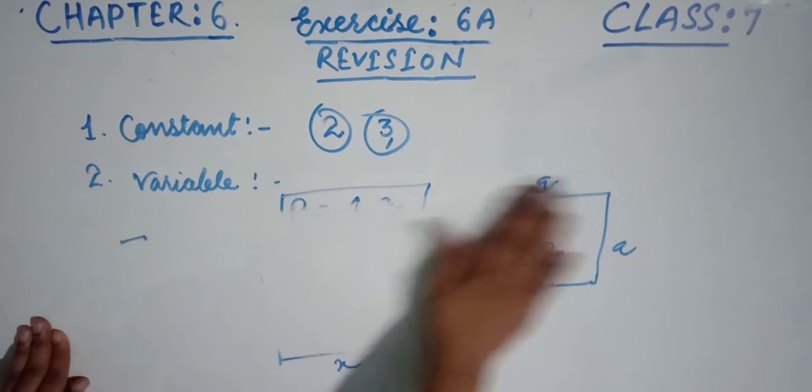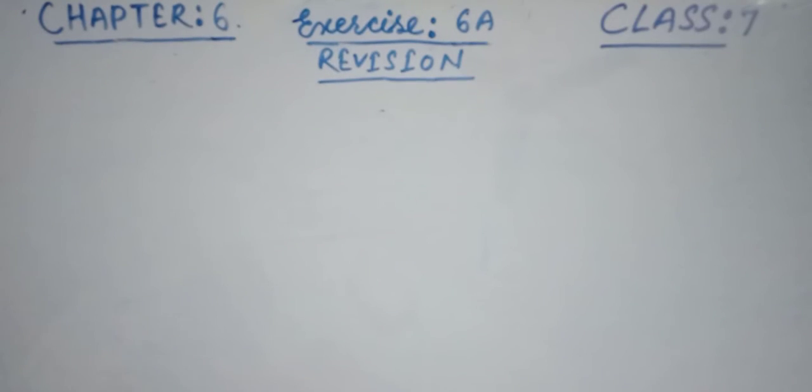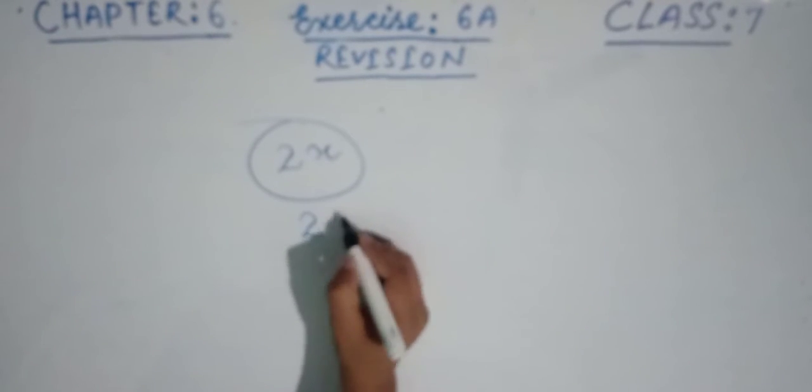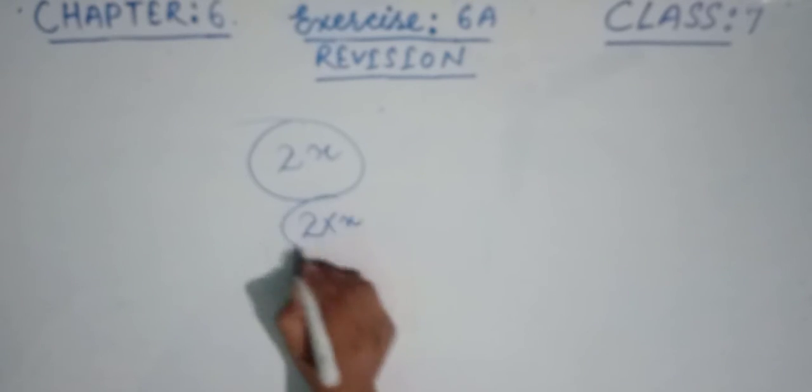Now the next point is, what about the algebraic expression, friends? Very simple, friends. The combination of constants and variables connected by some of the mathematical operations like plus, minus, divide, multiply is known as the algebraic expression. Like, friends, example 2x, this is an algebraic expression, friends, because one operation is used. So 2 is the constant, x is the variable, so 2 multiplied by x.